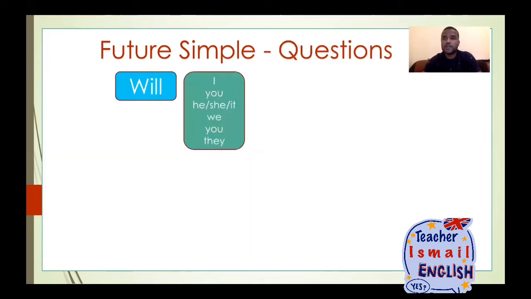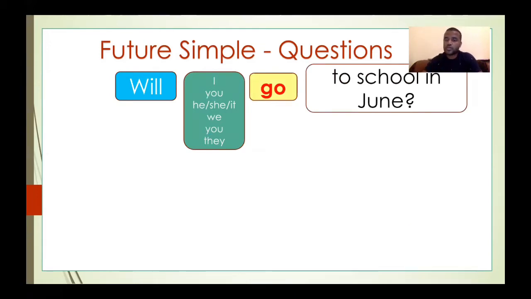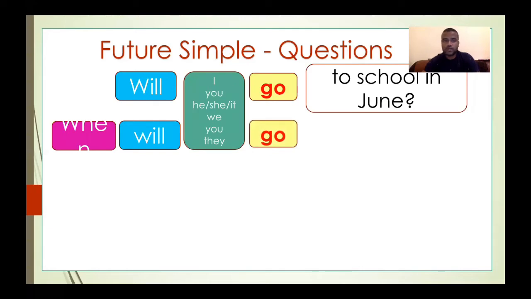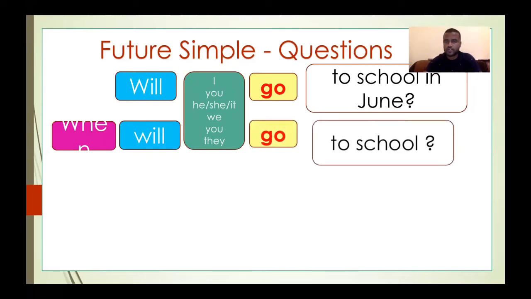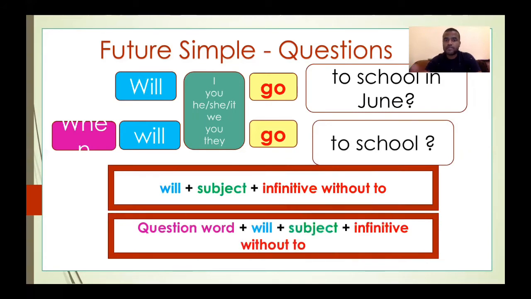Then we have the question form. We are going to put will first, which means that we invert the subject and will, and we put the verb in infinitive plus the rest of the sentence and the question mark. For example, where will you go to school, or when will you go to school? So we have will plus the subject plus the verb in infinitive. Sometimes we are going to have question words, I mean WH questions, like when, where, why, who, etc. So we need the question word plus will plus the subject plus the verb in infinitive, plus the question mark, of course. So this is what we are talking about: the future simple with will.